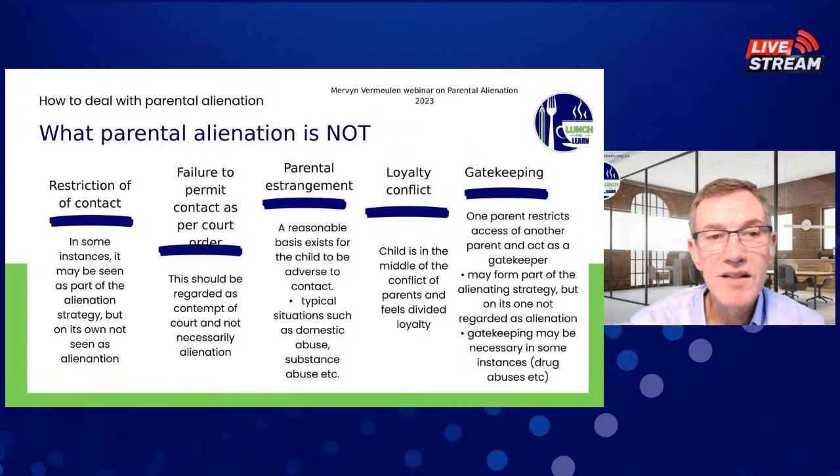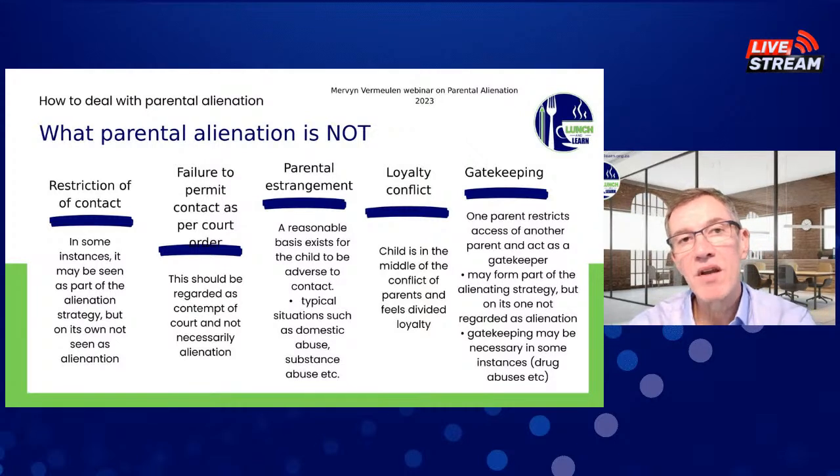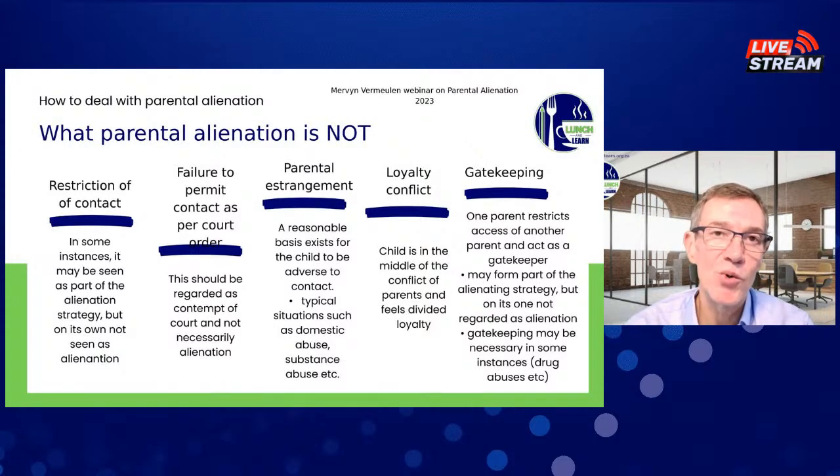Failure to submit contact as per court order. If you have a care and contact order issued by the court and the one party refuses the care and contact, that is not seen as parental alienation. That should rather be seen as contempt of court, because there is a valid court order that the court ordered, and it is not considered to be parental alienation.